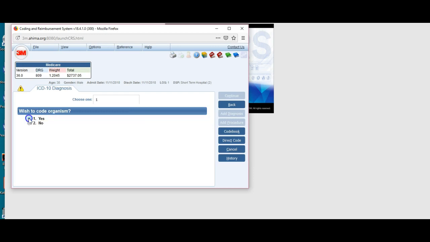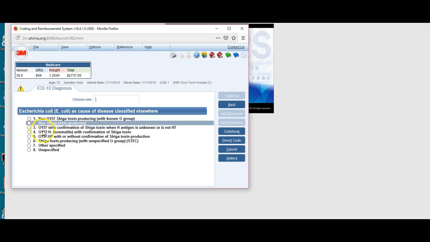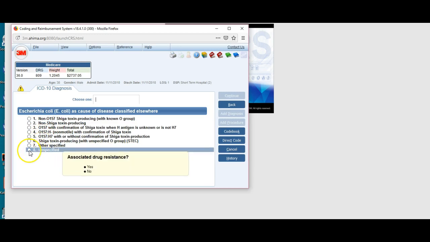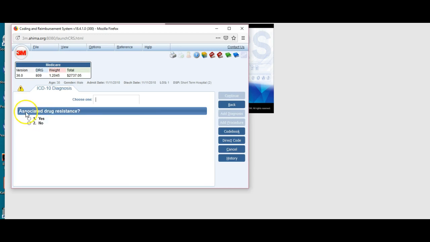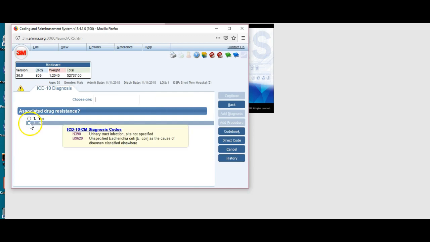And yes, we want to code the E. coli, so we're going to hit 1. And we don't know the specific type, so we're going to pick unspecified. And there wasn't any drug resistance, so we're going to hit no.